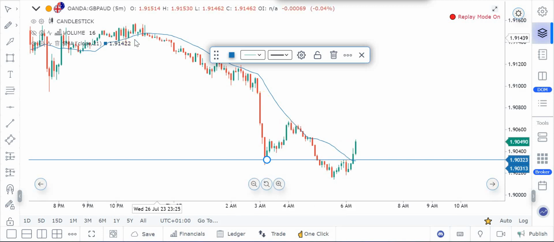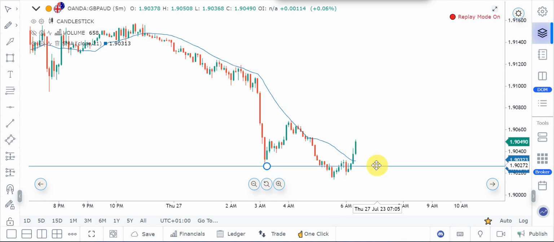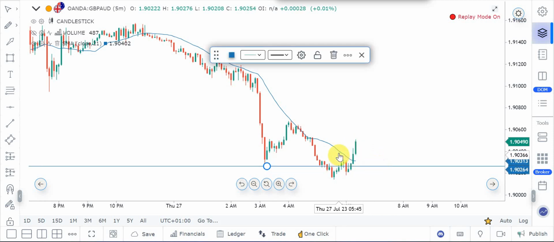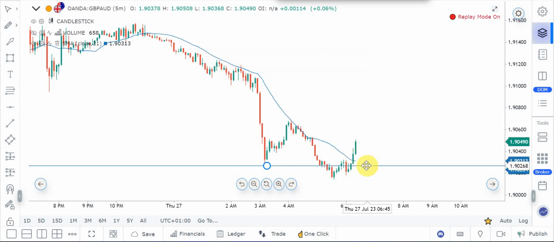Provided it's not a ranging market, we are going to enter, and our stop loss will be just below the candle that closed before it, that closed above it. So that's the strategy we are going to be using.